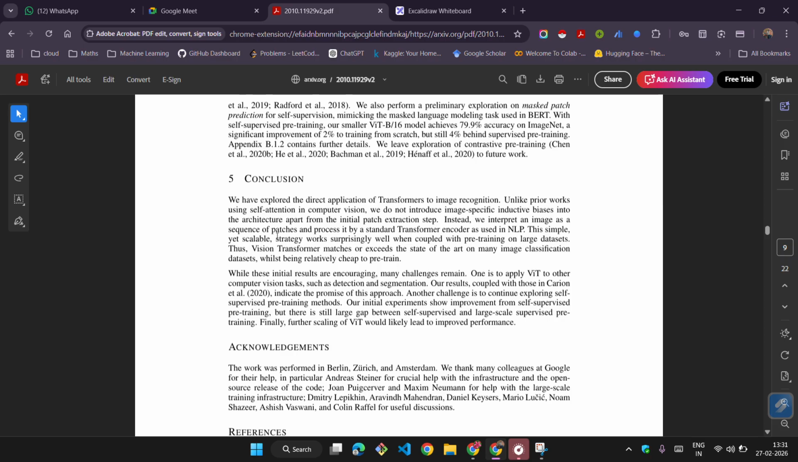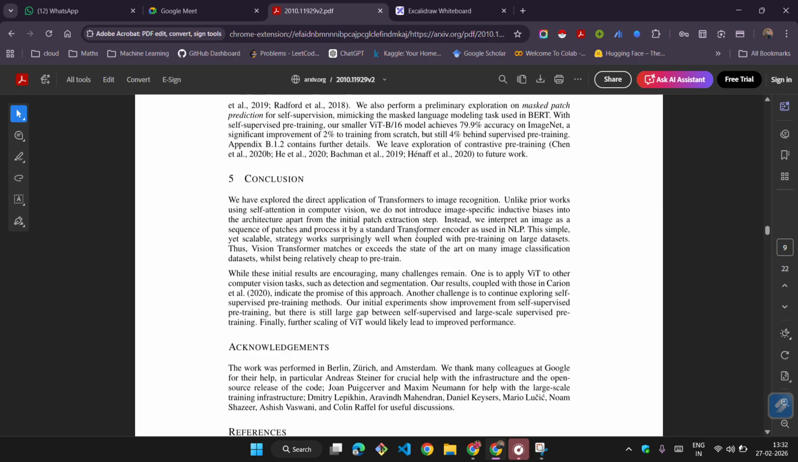So let's come to a conclusion. We have explored the direct application of transformers to image recognition. Unlike prior work using self-attention in computer vision, we don't introduce image-specific inductive bias into the architecture apart from the initial patch extraction step. Instead, we interpret an image as a sequence of patches and process it with a standard transformer encoder as used in NLP. This simple and scalable strategy works surprisingly well when coupled with pre-training on large datasets. Thus, vision transformer matches or exceeds the state of the art on many image classification tasks.